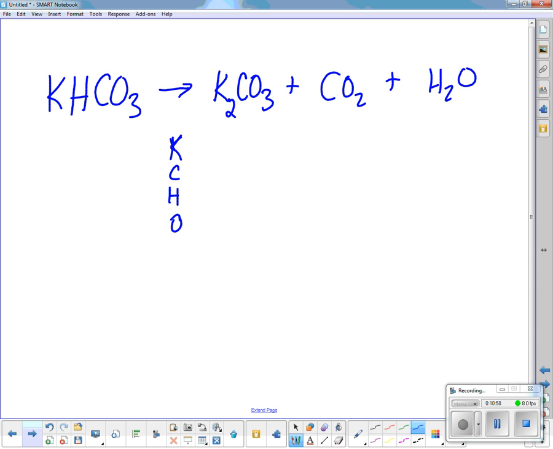Okay, so potassiums. 1, 2. Put a 2 in front. Now we have 2 carbons on that left side. We have 1, 2 carbons on the right side. Hydrogens, we have 2 on the left side. We have 2 on the right side. The 2 times through. Okay, oxygens, 2 times 3 is 6. This side we have 3 plus 2 plus 1 equals 6. Done.